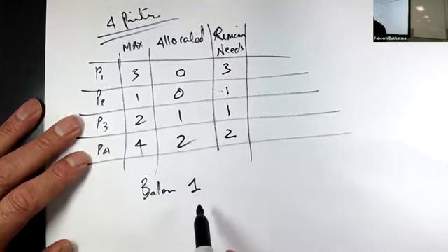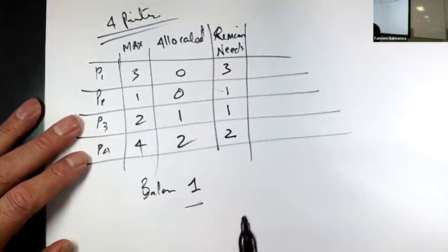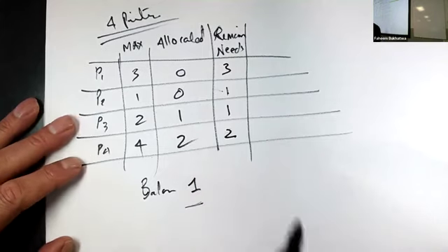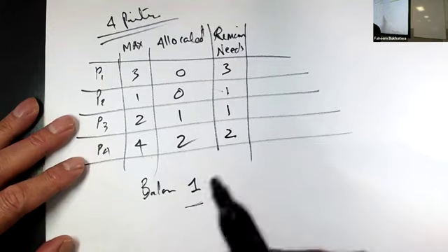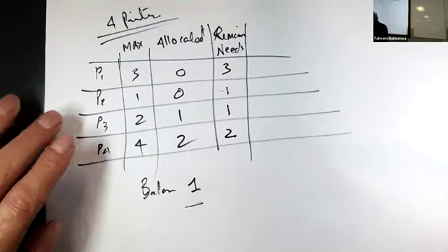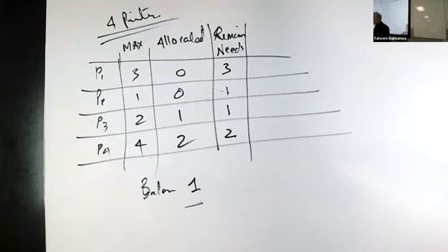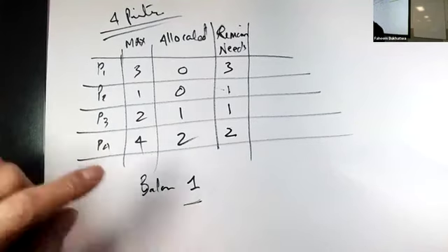How many do we have left? 1. Is this system in a safe state? It's the way to do it. Can we accommodate? This is the question. Can we satisfy everybody and finish them all with what we have? Maybe.